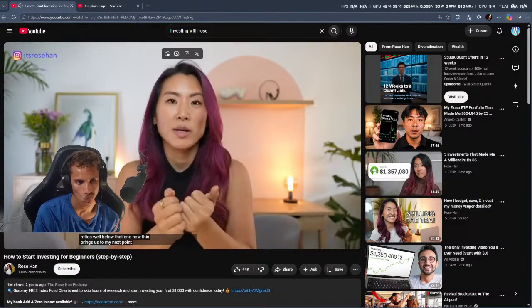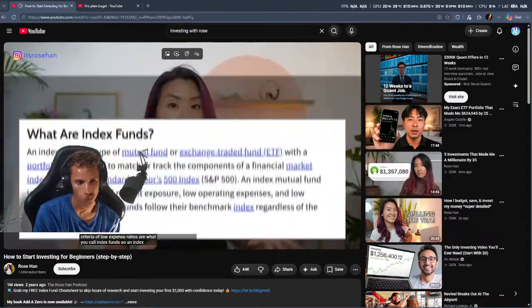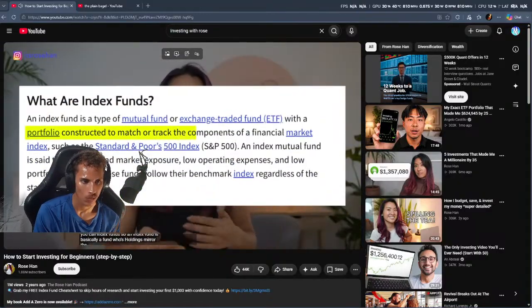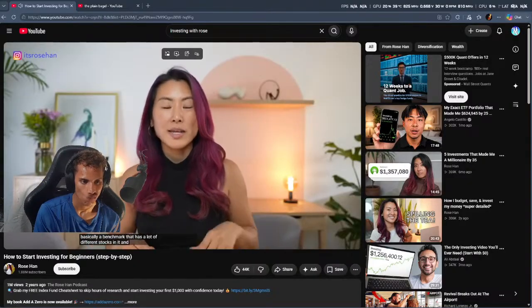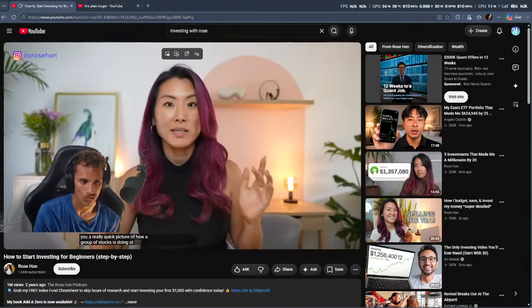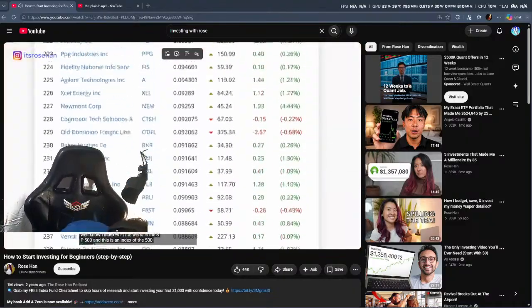And now this brings us to my next point, which is the only type of funds that really fit this criteria of low expense ratios are what you call index funds. So an index fund is basically a fund whose holdings mirror the components of a particular index. In case you didn't know, an index is basically a benchmark that has a lot of different stocks in it, and it just gives you a really quick picture of how a group of stocks is doing at any given time. For example, one of the most well-known indexes in the world is the S&P 500, and this is an index of the 500 largest companies in the United States.